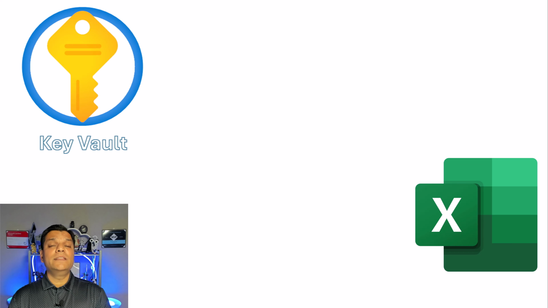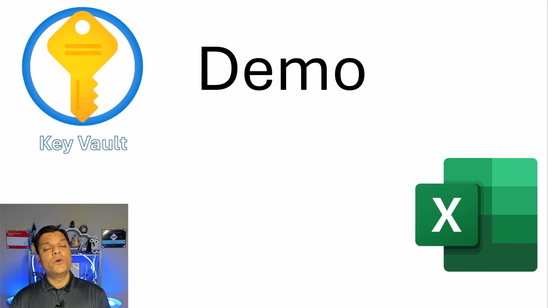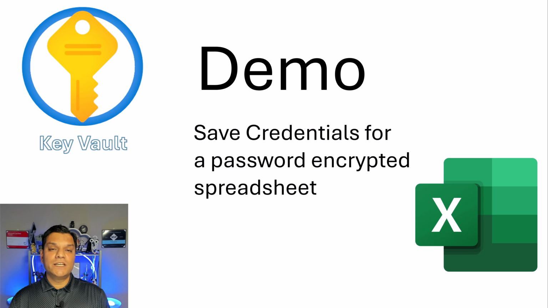And the example that I'm going to show you is how to go ahead and get a password from Key Vault to open up your Excel spreadsheet, which has been encrypted using that password. I'll walk you through that step by step. So now that you understand the entire process, let me switch over and show you a hands-on demo.